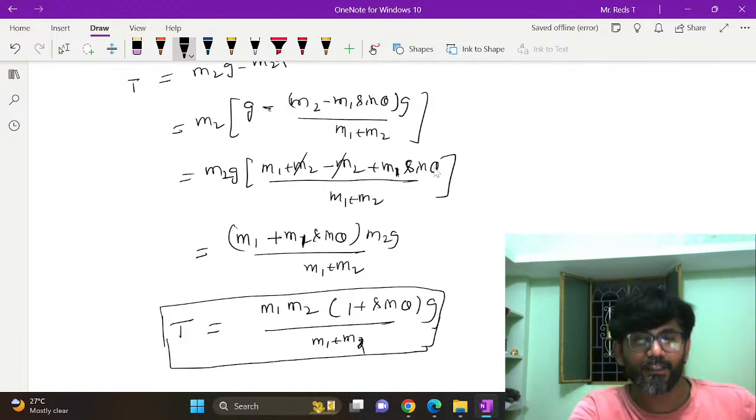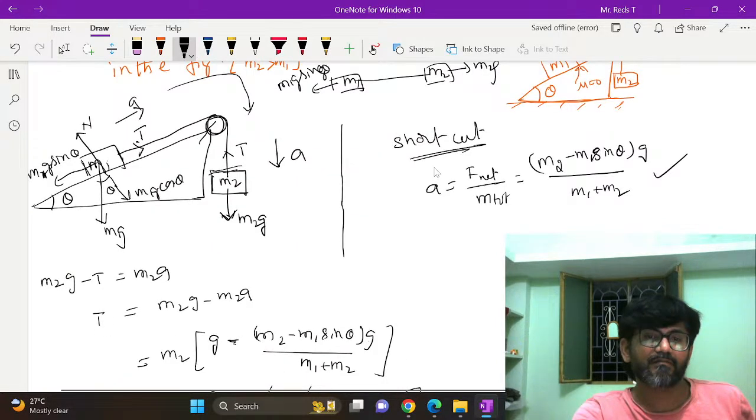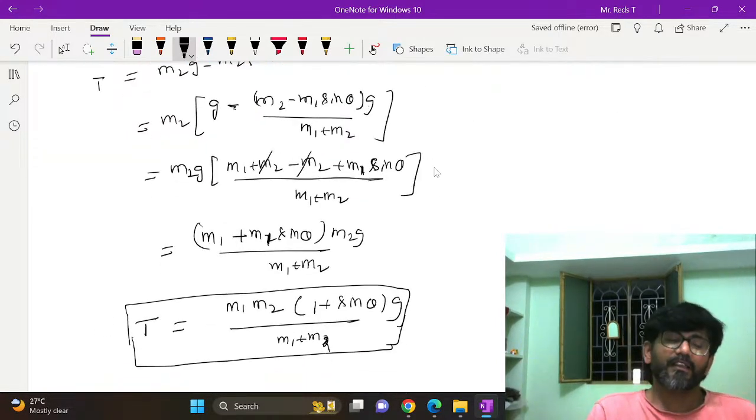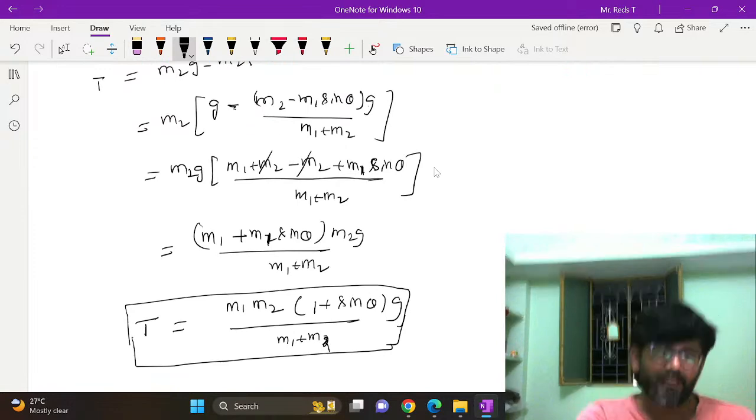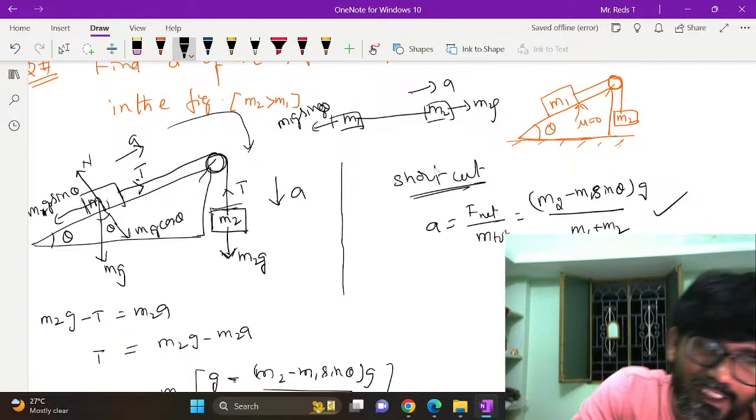This gives the tension of this kind of system. What is this system? This is the system. Here we have taken the condition as M2 greater than M1, so the system is moving down. If M1 is greater, then the block should move down the inclined surface, and the scenario will be different. We have to be careful about the conditions given in the question.